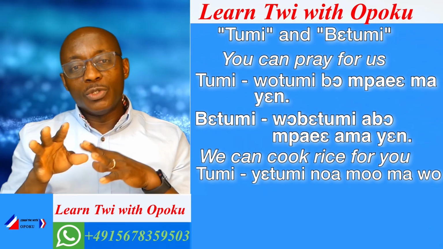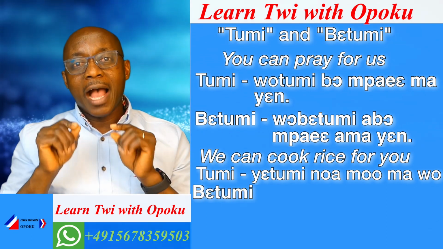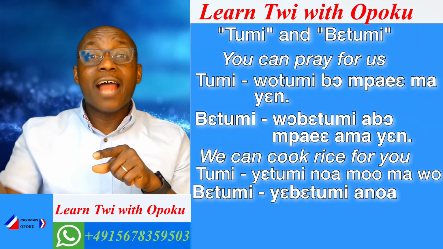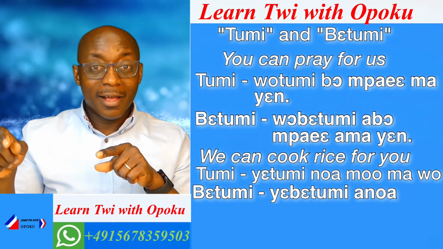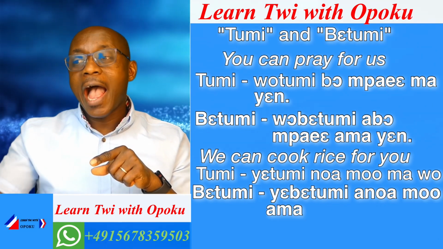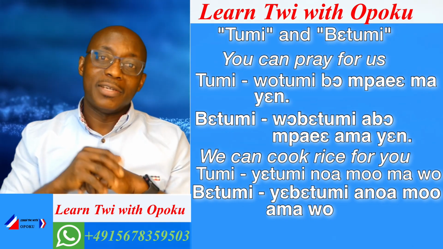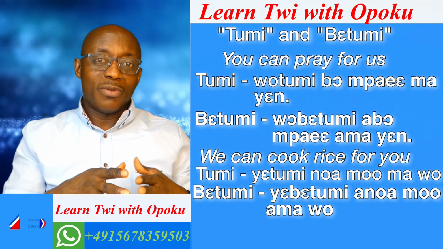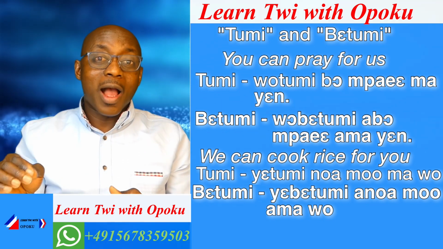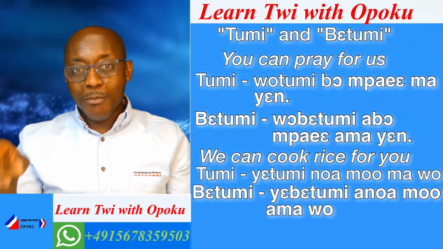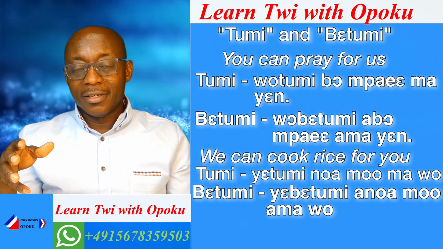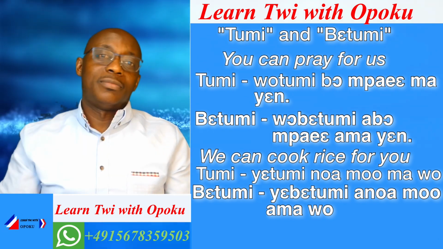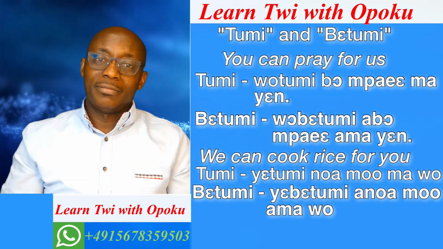Good. Let me use Bɛtumi. How would it go? It will go like this. Yɛ Bɛtumi anoa ɔmo amaa wo. So you see, yɛ Bɛtumi, we can. Anoa, cook. Ɔmo, that is rice. Ama, that is for. Wo, you. Yɛ Bɛtumi anoa ɔmo amaa wo.